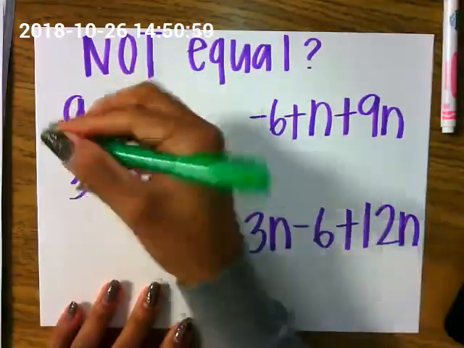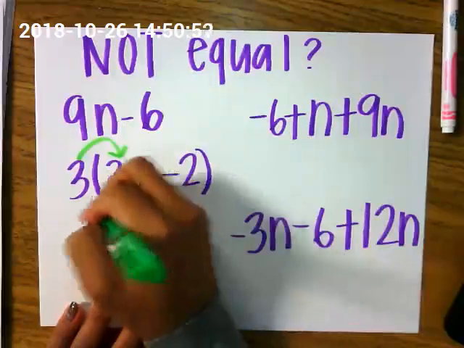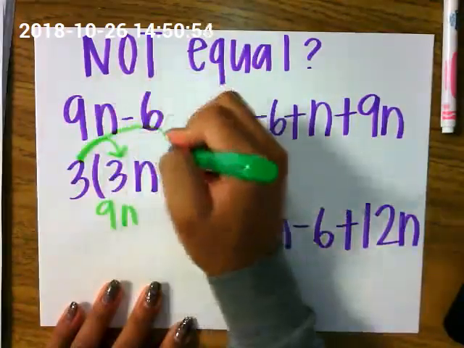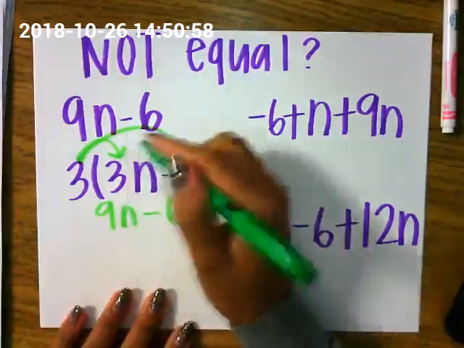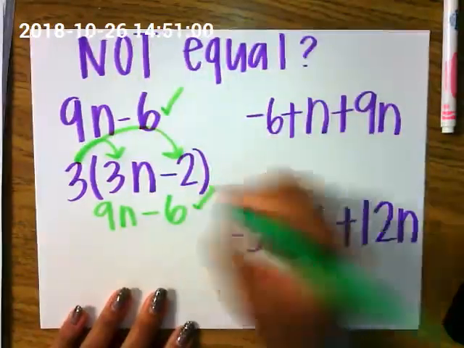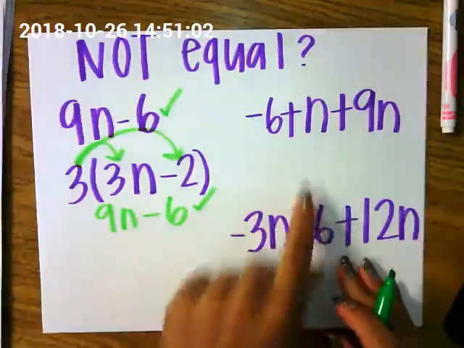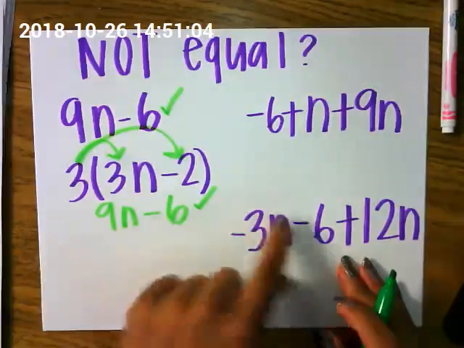All right, so 3 times 3n, 9n, and then 3 times negative 2, minus 6. So 9n minus 6 has shown up 2 times. So that means one of these equals this over here, and one of them doesn't.